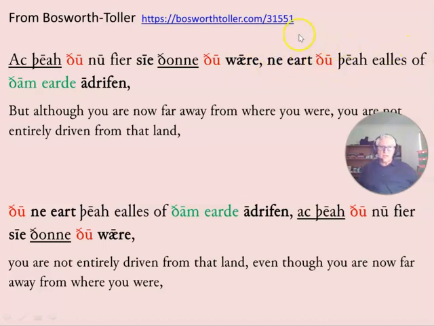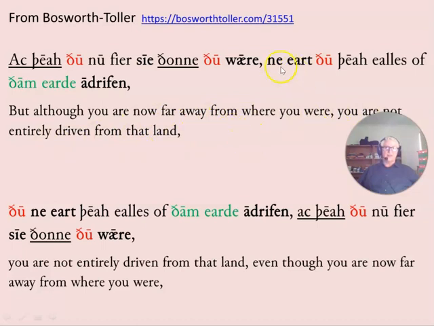This is a subordinate clause. The verb is going in here. Generally, with subordinate clauses, the verb should go to the end, where you join things that are maybe not subordinate clauses. I think in this case is what's happening here. You've got ak theag, but although, as a conjunction, then thona is a conjunction, and then you have a very short clause here, thu wara, okay, and then you're going to join that to something else. So when you do that, you can't just join thu ne, you've got to swap the verb and the subject. But although you are now far away from where you were, you are not entirely driven from that land.